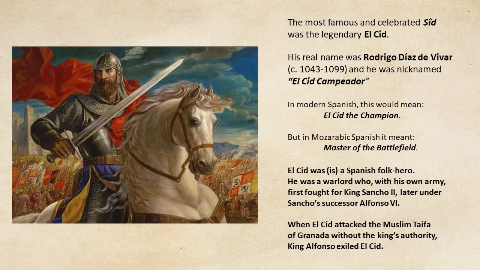So El Cid was a warlord, had his own army, as warlords tend to do. Because what is a warlord without an army? He first fought for King Sancho II, and later under Sancho's successor, Sancho's brother, Alfonso VI. Okay, so far so good. Then El Cid attacked the Muslim Taifa of Granada, all the way in the south, without the king's authority. The king is sad, pissed, so to say, and he exiled El Cid. Get out of my kingdom.